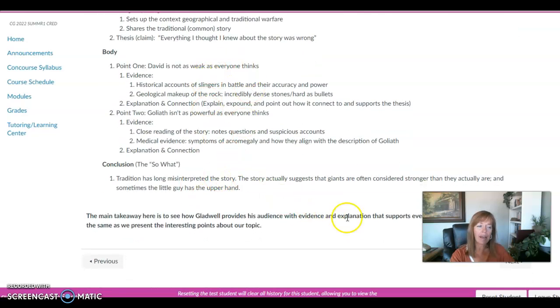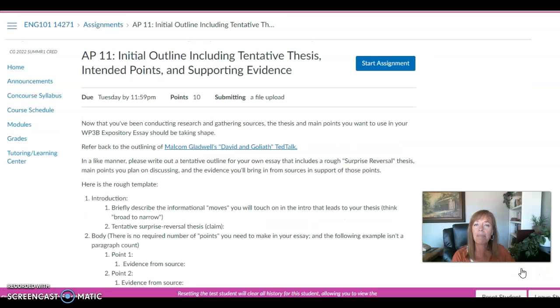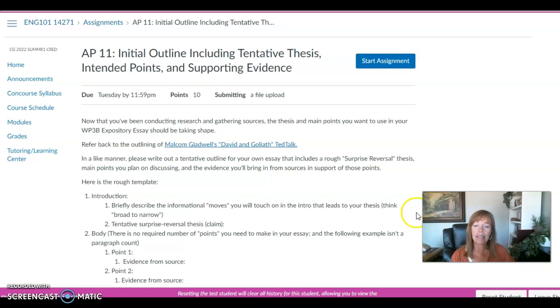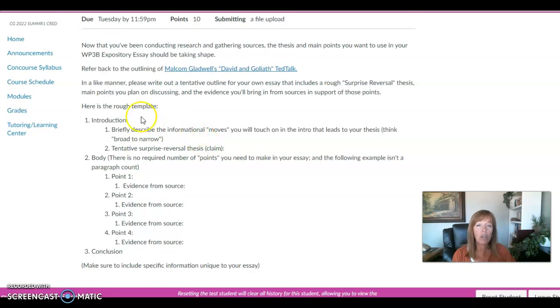So look over that, because then what I'm going to ask you to do is to apply that same pattern into an outline for your own plan. So for your own essay, this is a template. You can use this as a template and just fill in the blanks with your plans for your specific topic, for your specific essay. All right. And that's going to be due. I have that due by Tuesday.